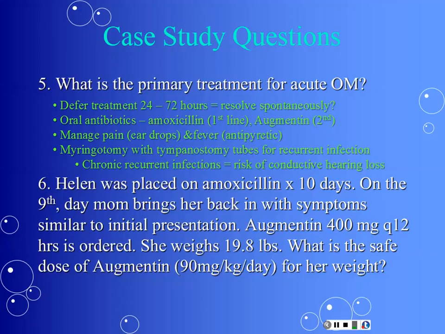Those of y'all that have had med lab, I know you're having PTSD. Right? Just a little? Okay. So she weighs about 20 pounds. What is the safe dose of Augmentin for her weight? 90 milligrams per kilo per day. She's 9 kilograms.